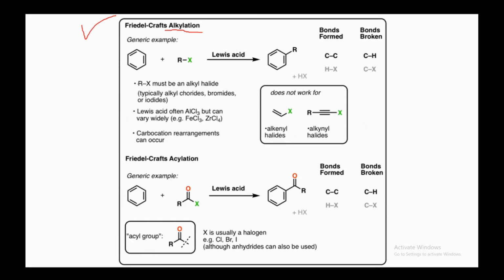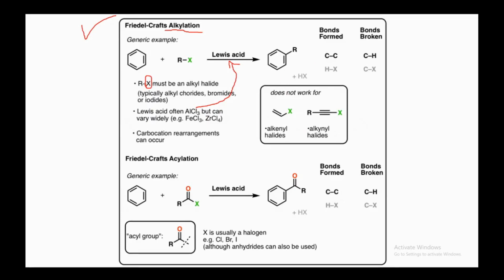There are some conditions. RX means alkyl halide, it must be an alkyl halide, typically alkyl chlorides, bromides or iodides. So X should be any halogen atom. Moreover, the Lewis acid is often aluminum chloride but can vary widely, for example ferric chloride or zirconium chloride. So this is the Lewis acid AlCl3 which is commonly used in Friedel-Crafts Alkylation.